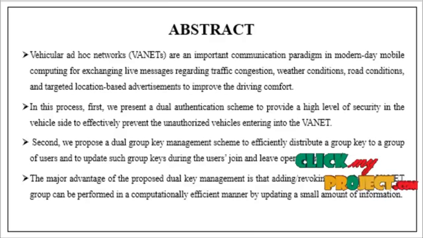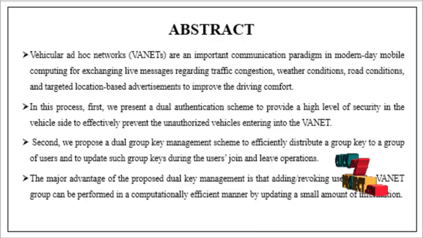A vehicular ad hoc network, VANET, is an important communication paradigm in modern day mobile computing for exchanging live messages regarding traffic congestion, weather condition, road condition, and target location based advertisement to improve drivers' comfort. In such an environment, security and intelligent decision making are two important challenges that need to be addressed.